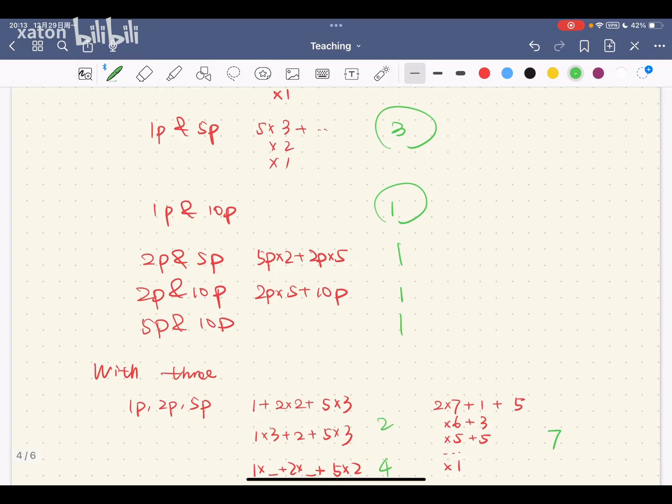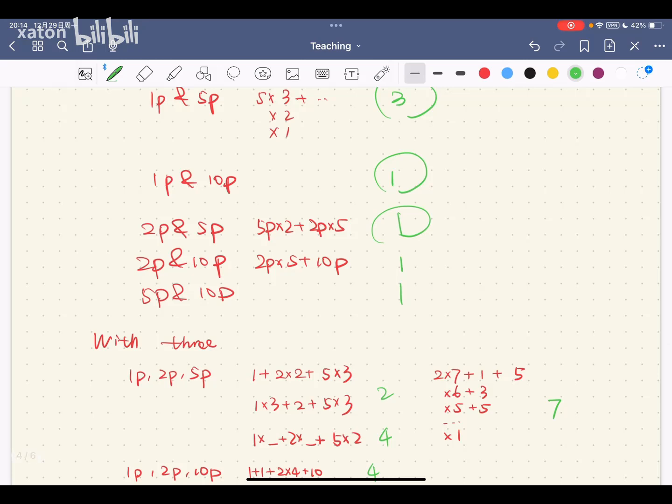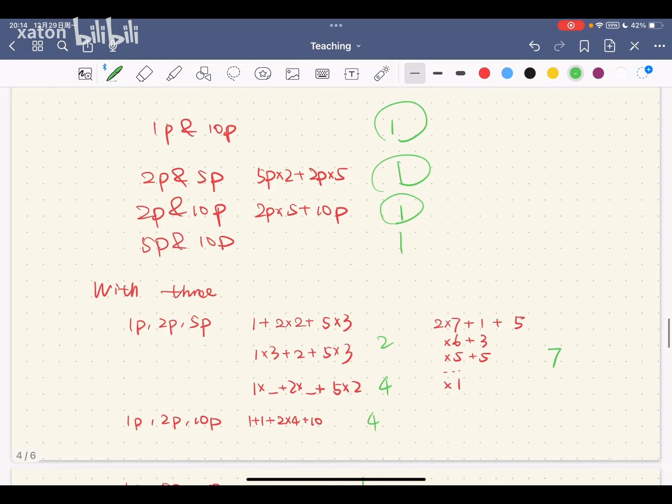About 2 pence and 5 pence, because 20 is an even number, the multiplier of 5 pence can be only an even number, and it can be only 2, so there's only one possibility. It's still one possibility for 2 pence and 10 pence, obviously. One possibility for 5 pence and 10 pence.